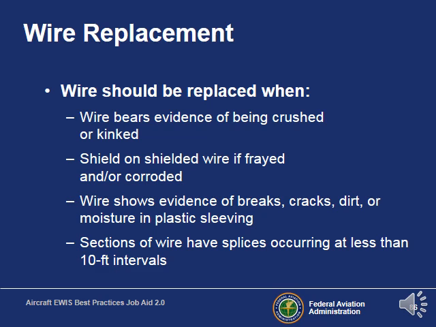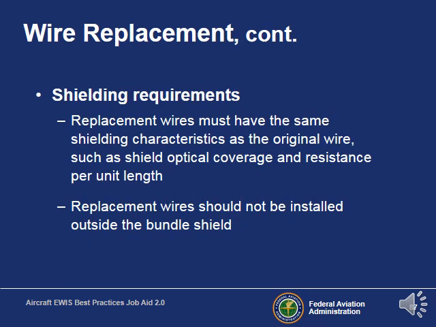Other reasons to replace wires is if they're crushed or kinked, if there's shielding corrosion, if the wire shows cracks, dirt, or moisture that have gotten into the sleeving, or if the wire splices are less than 10-foot intervals apart. Shielding is important because it protects against electromagnetic interference.